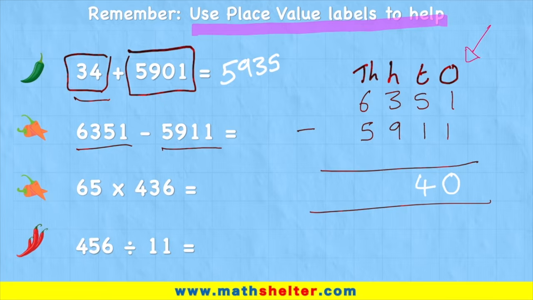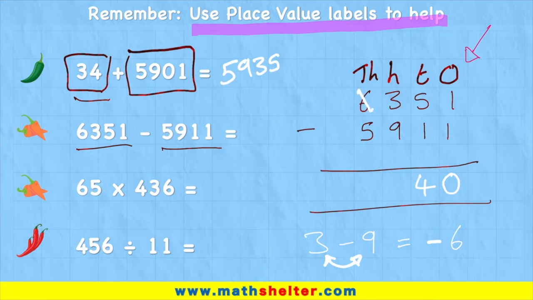Now, in my hundreds column, I have 3 subtract 9. Well, 3 subtract 9 gives me a negative answer, which I don't want. And I can't just flip these 2 numbers around, which is what a lot of people do, and do 9 subtract 3, because that would give me a whole different question. The question is asking us 3 subtract 9. So what do I have to do?